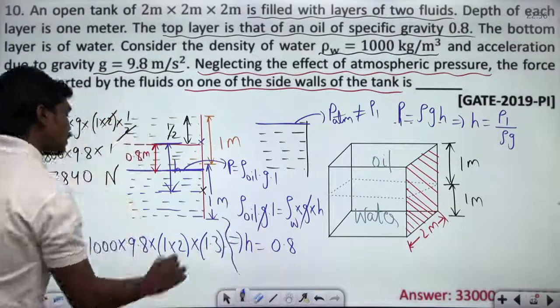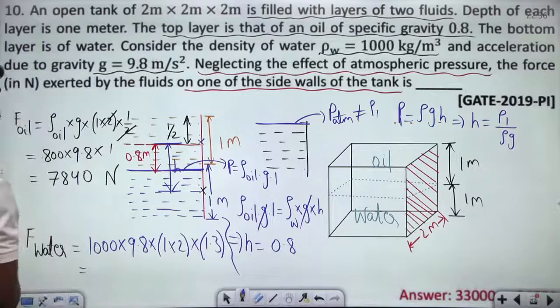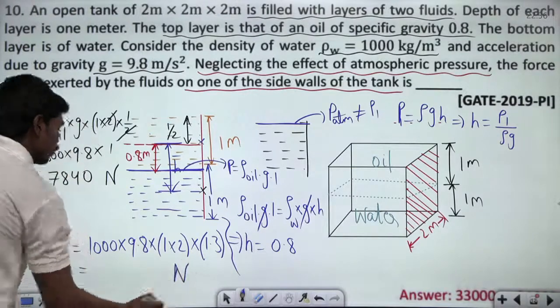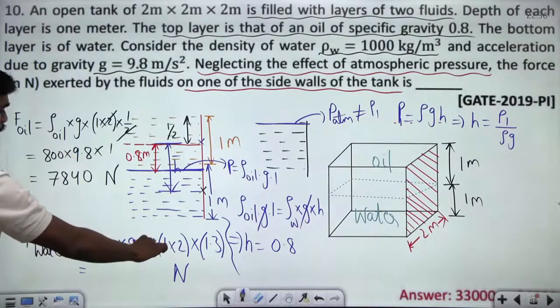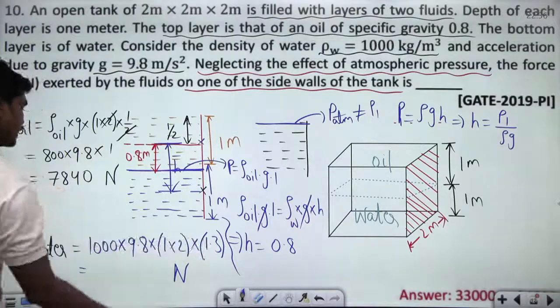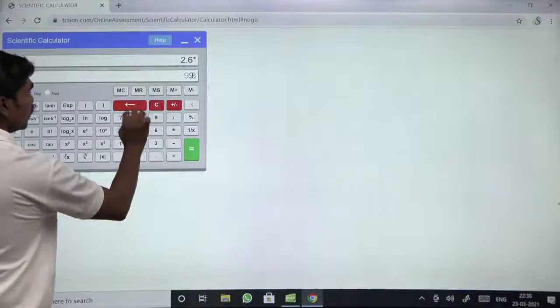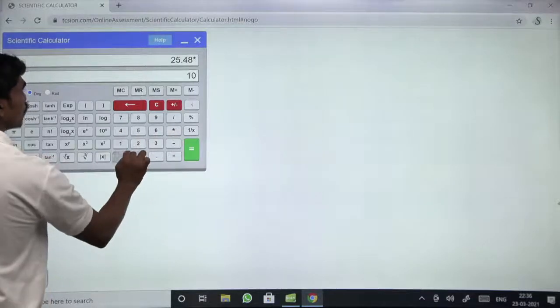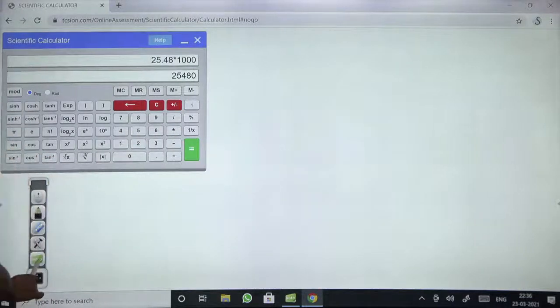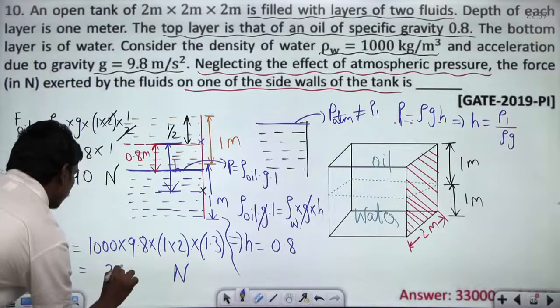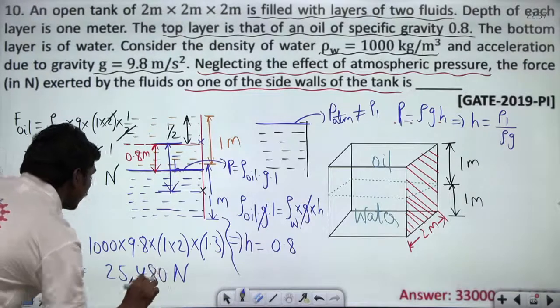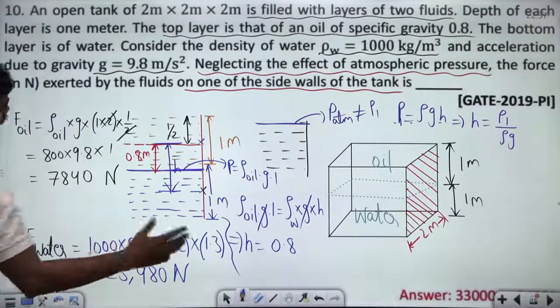Okay, so if this is 1.3, what's the total value in newtons? 1000 into 9.8 into 2 into 1.3, which is 2.6. So 2.6 into 9.8 into 1000. So this is the value, 25,480 newtons. Okay, fine. This is the value, 25,480, of course.